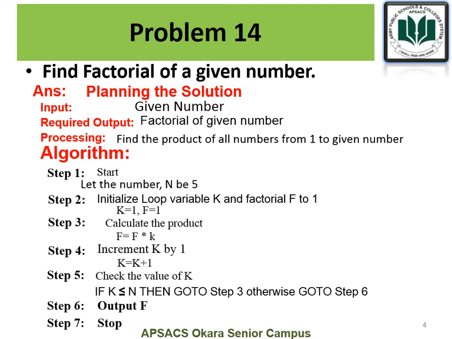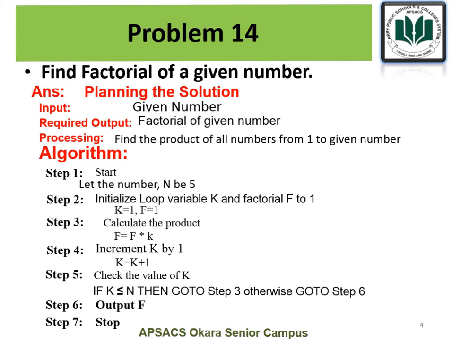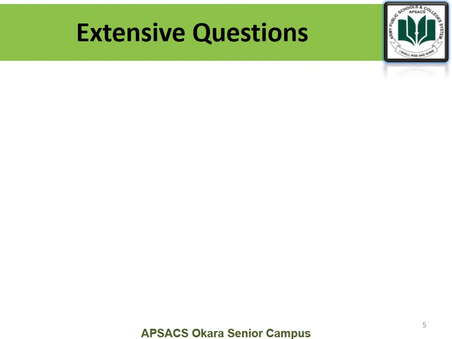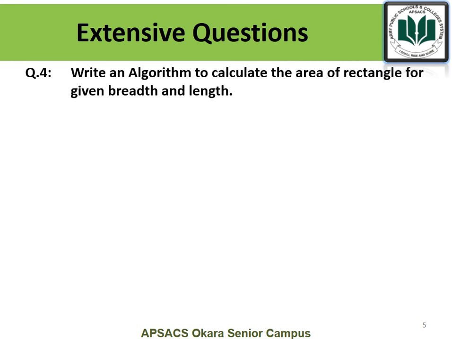So that was all from your textbook, that we have to find the factorial of the given number for problem number 14. So our algorithm topic in the chapter has finished. Now we are going to start the exercise questions for the algorithms. In the extensive questions of the exercise, we have question number 4.